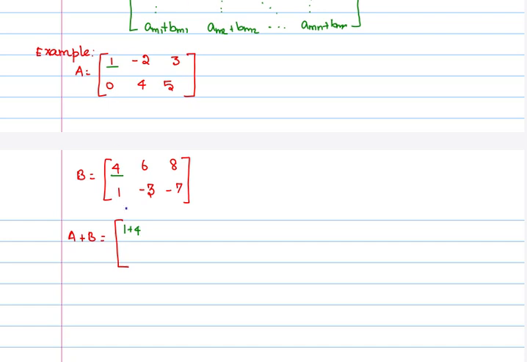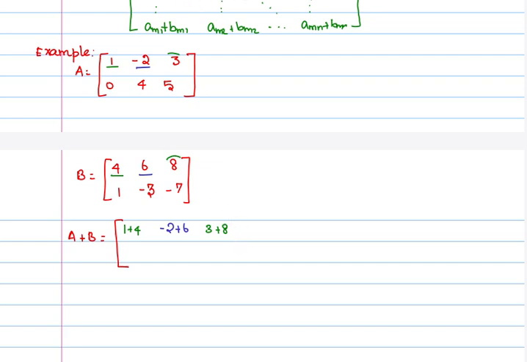Now this is the first row, first element done. First row, second column element is minus 2 and 6, so we get minus 2 plus 6. This is the third one. I will take it as 3 and 8, so what will come? 3 plus 8.